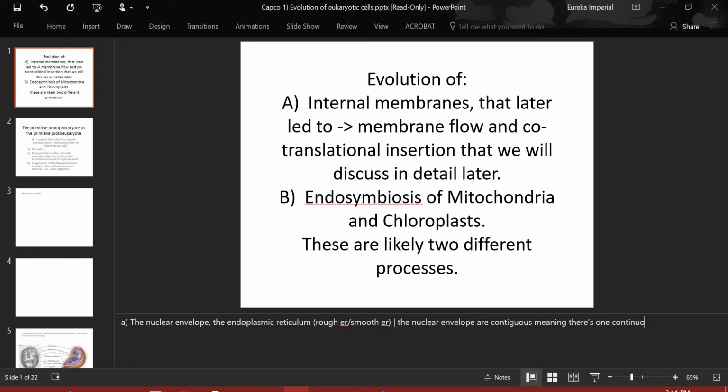The lipid bilayer in the membrane is contiguous. It means there's a constant flow of the two lipid layers from the nuclear envelope, the rough endoplasmic reticulum, to the smooth endoplasmic reticulum, and that's going to be important because that's going to be by backflow.